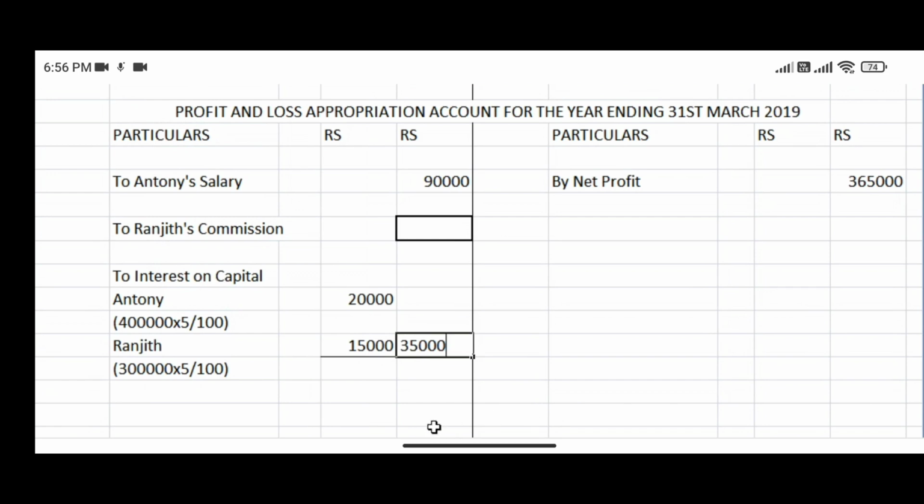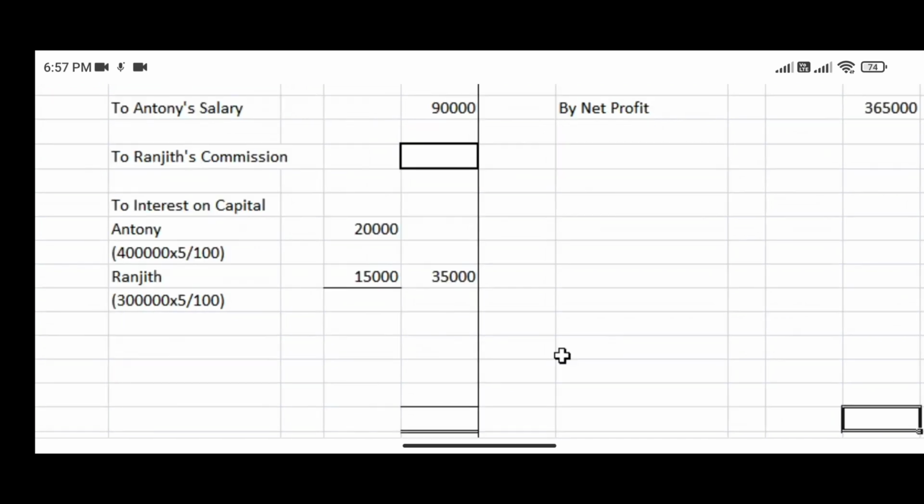So we are going to balance it, subtract it, and we are going to charge the commission on that value. So we are going to first balance it. The balance on the credit side is 3,65,000, and when we add 90,000 and 35,000, we get 1,25,000 on the debit side. So 3,65,000 minus 1,25,000 will be 2,40,000. So using the 2,40,000, we are going to calculate Ranjit's commission.